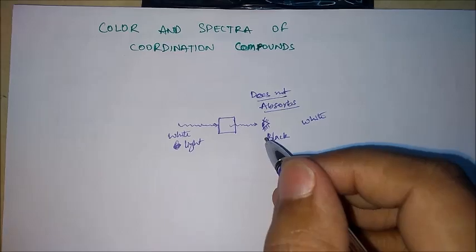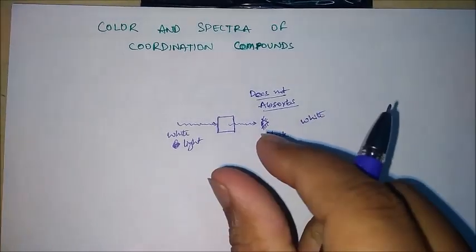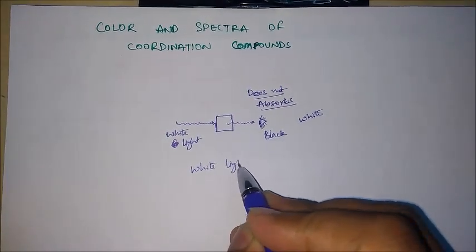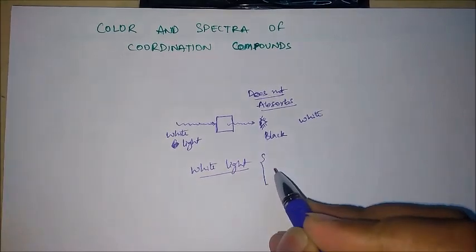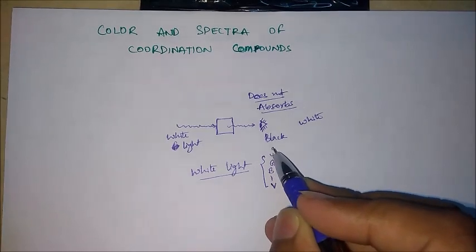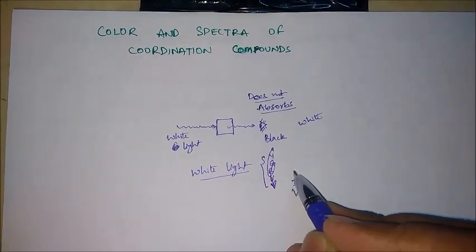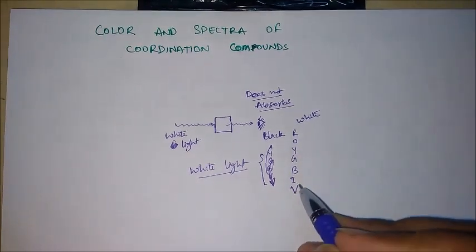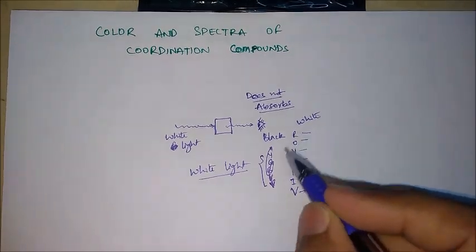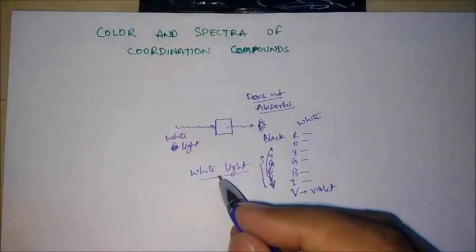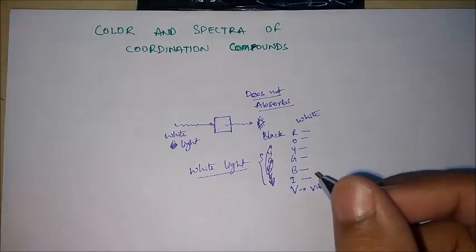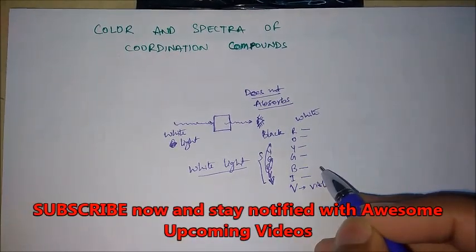Now what happens if it absorbs a certain wavelength of light? We know that white light, or sunlight, comprises 7 colors. We generally have studied them as VIBGYOR. V is violet, indigo, blue, green, yellow, orange, red. So these are the 7 colors into which white light splits, or you can say white light comprises these 7 colors.